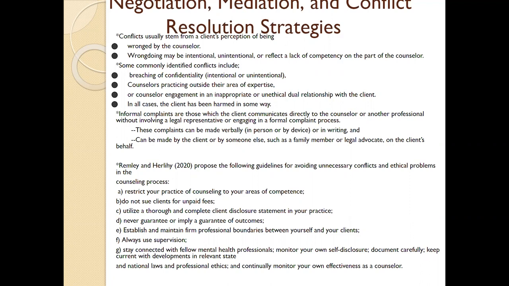Stay connected with fellow mental health professionals, monitor your own disclosure document carefully, keep current with developments in relevant state and national laws and professional ethics, and continually monitor your own effectiveness as a counselor.